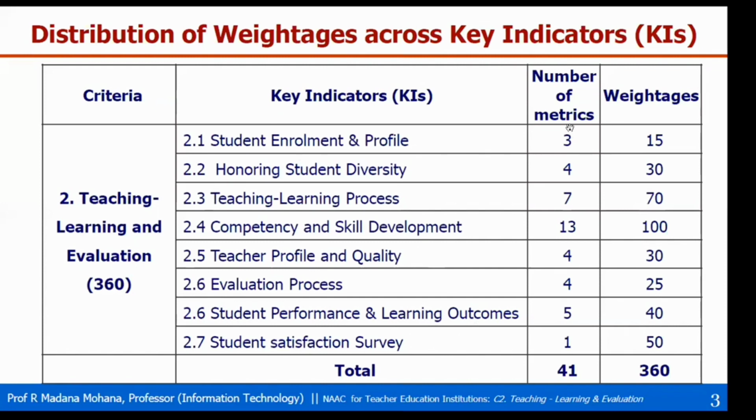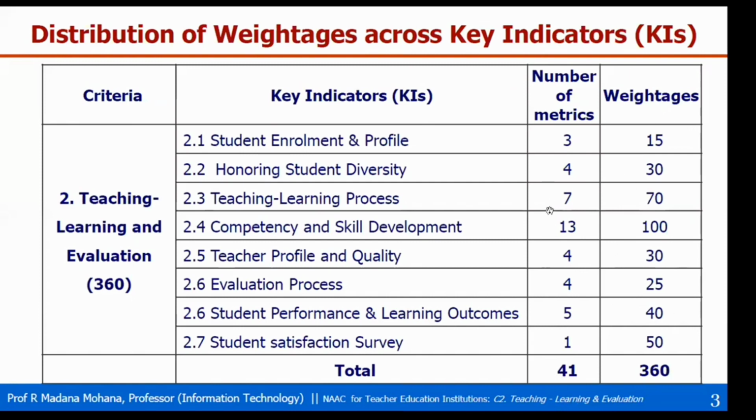Each key indicator again contains a number of sub-questions, which are called metrics. 2.1 has 3 metrics with weightage 15. 2.2, 4 metrics with 30 weightage. 2.3, 7 metrics with 70 weightage. Then 2.4, 13 metrics with 100 weightage. Then 2.5, 4 metrics with 30 weightage. Then 2.6, 4 metrics with 25 weightage. Then 2.7, student performance and learning outcomes, 5 metrics with 40 weightage. Finally, student satisfaction survey, only 1 metric, 50 weightage. All together, the number of metrics is 41 and the total weightage is 360.